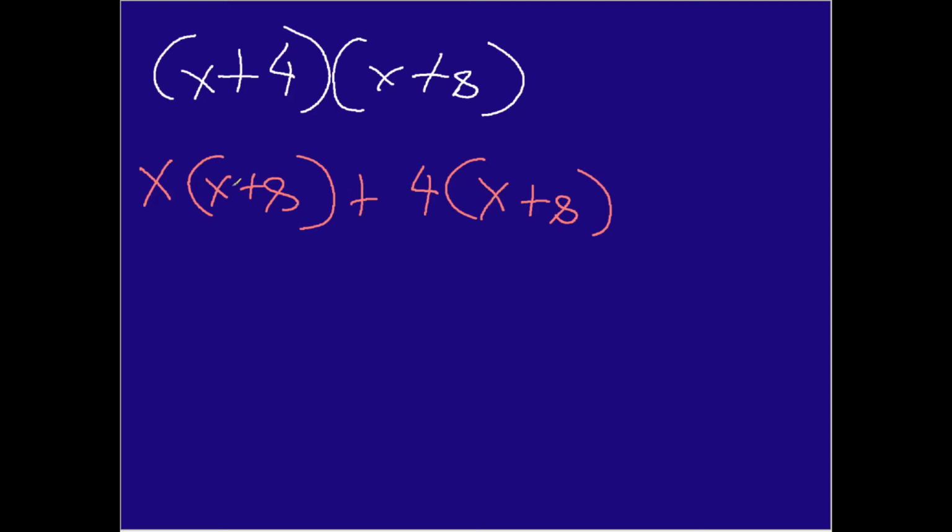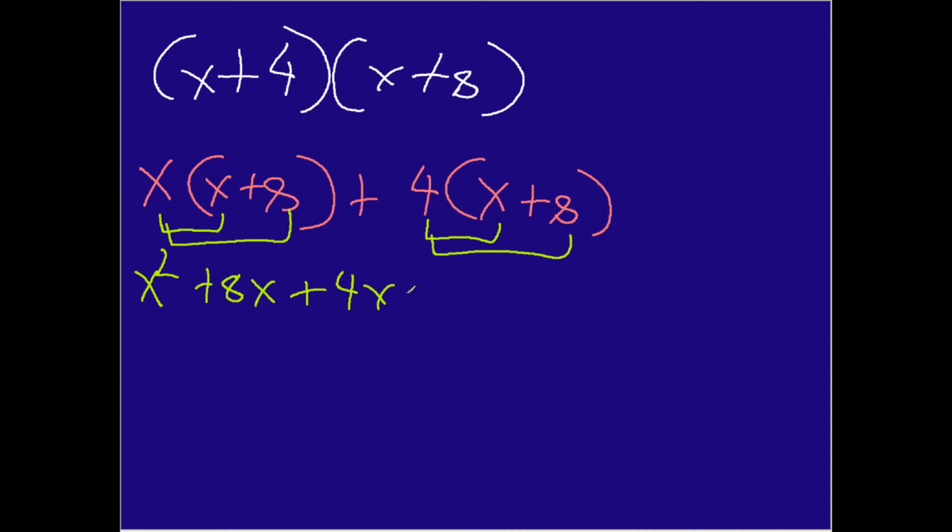And so when you do this now, it's not so crazy to try to figure out how to address things. When we want to actually multiply these things, you have x times x is going to be x squared. And then you're going to have x times 8, which is going to be 8x. Plus 4 times x is going to be 4x. And then, of course, 4 times 8 is going to be 32.